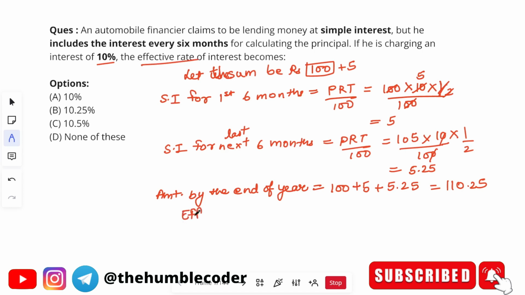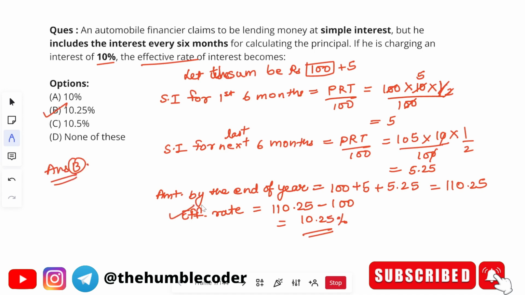So let's calculate. The effective rate is nothing but the final value or amount that we have got minus the initial value that we took, which is 10.25%. So in this way, the correct answer is going to be option number B, which is 10.25%. I hope you have understood it. You just have to understand how to calculate the effective rate.